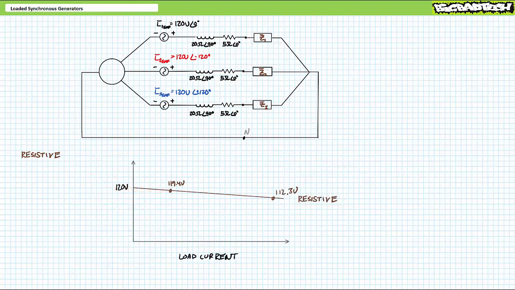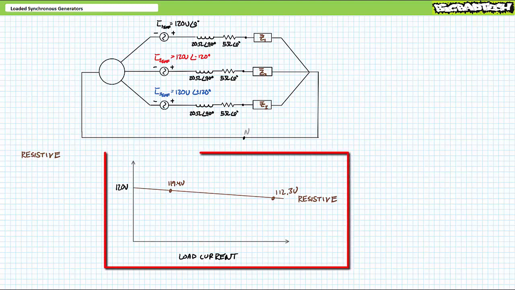These calculations demonstrate a phenomenon observable in real life, that phenomenon being increased current drawn by external resistive loads results in an increased voltage reduction at the output terminals. A graph of output voltage as a function of load current for resistive loads might look something like this.